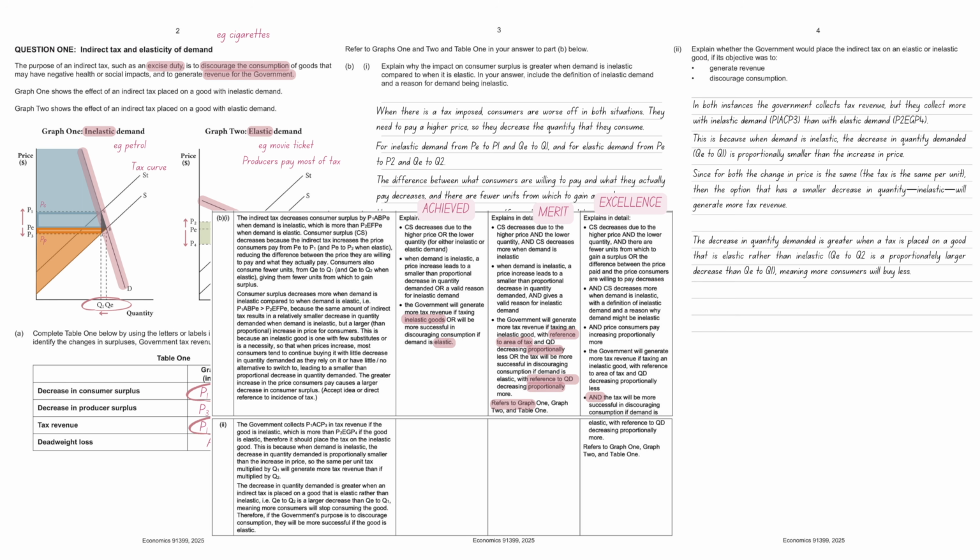So you can see that in our answer, we've hit all the marks to get excellence, and you can see what exactly you need to do to get achieved, merit and excellence. Basically, excellence is putting in all the details and referring to all the graphs, and then a little bit less for merit, and then a little bit less for achieved. So I would highly recommend that you aim for excellence, you aim to remember everything, and see how much you can remember in the exam.